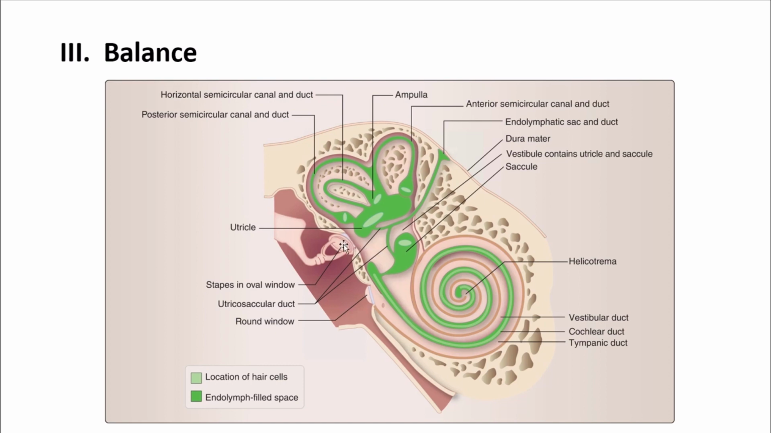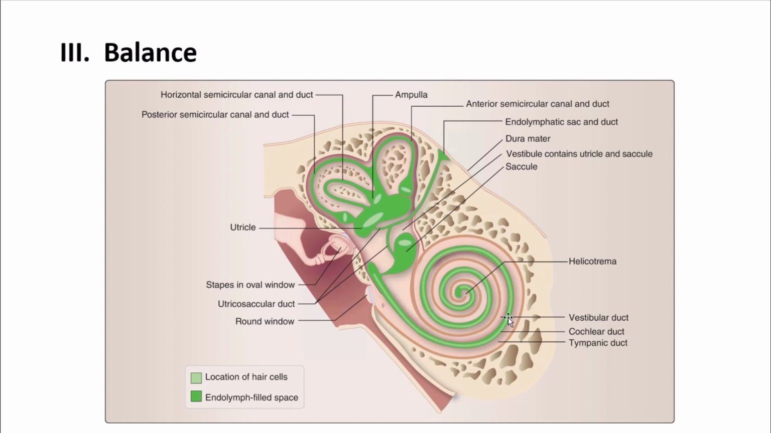Starting from here, this is the stapes and this is the oval window, and this goes like this, and that is the vestibular duct, and goes all the way to the tip and comes back like that, and this is the tympanic duct and ends with the round window. You can see both of them are separating the middle ear from the inner ear.